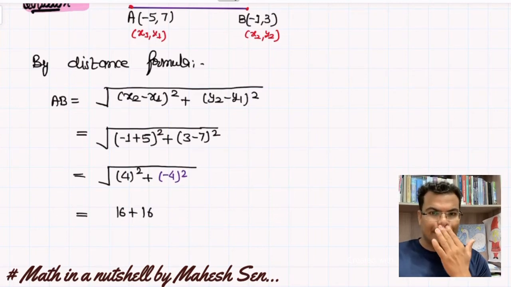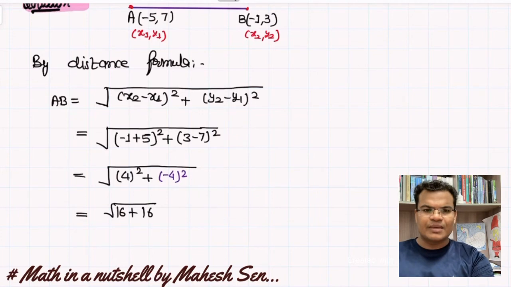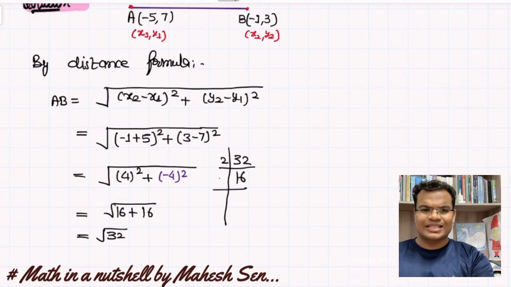So 16 plus 16 under root, this will become root 32. Again I will tell you guys, just take out the under root. So for this only you will factorize this 32, dividing by 2: 16, 2 divided by 8, 2, 4, and divided by 2 will be your 2.